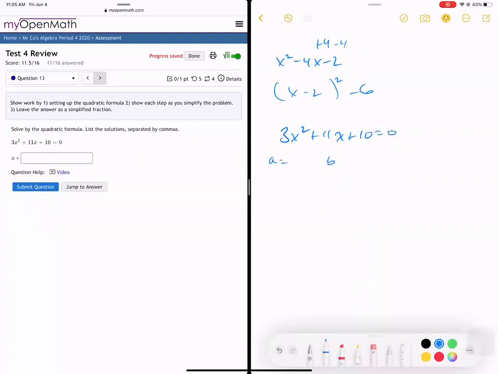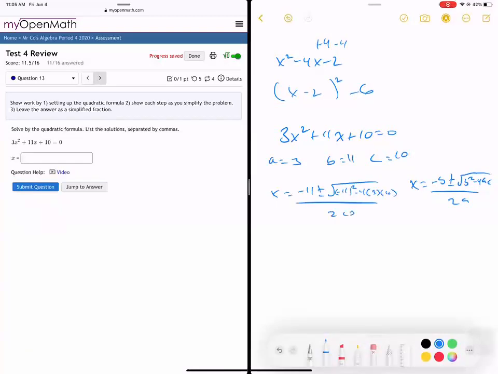A, B, C. We want to make sure we write these out so we have them, because the quadratic formula is x equals negative b plus and minus the square root of b squared minus 4ac, all over 2a. So you have to plug it in: 3, 11, and 10. X equals negative 11 plus and minus the square root of negative 11 squared minus 4ac, which is 3 and 10, all over 2a. So we plug our ABCs into the quadratic formula.